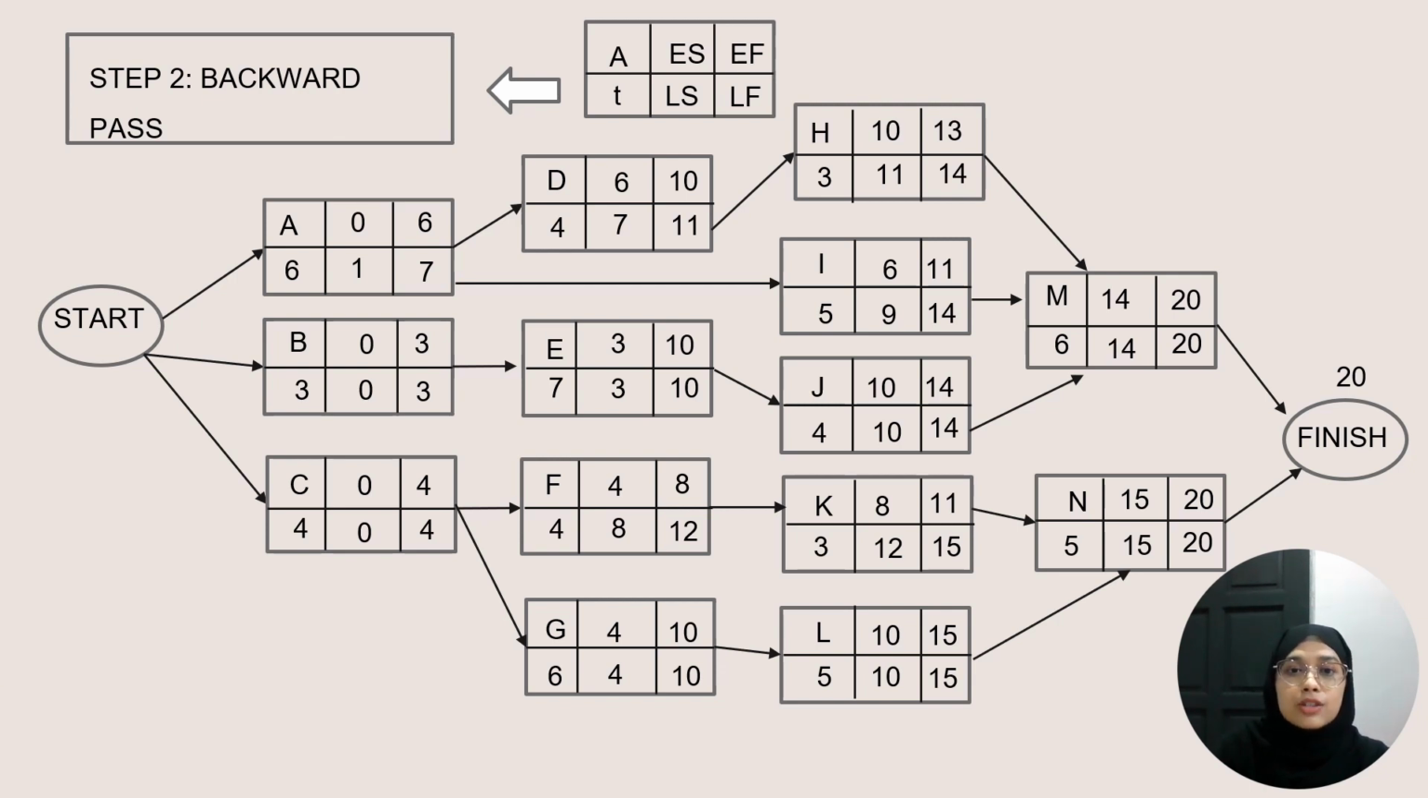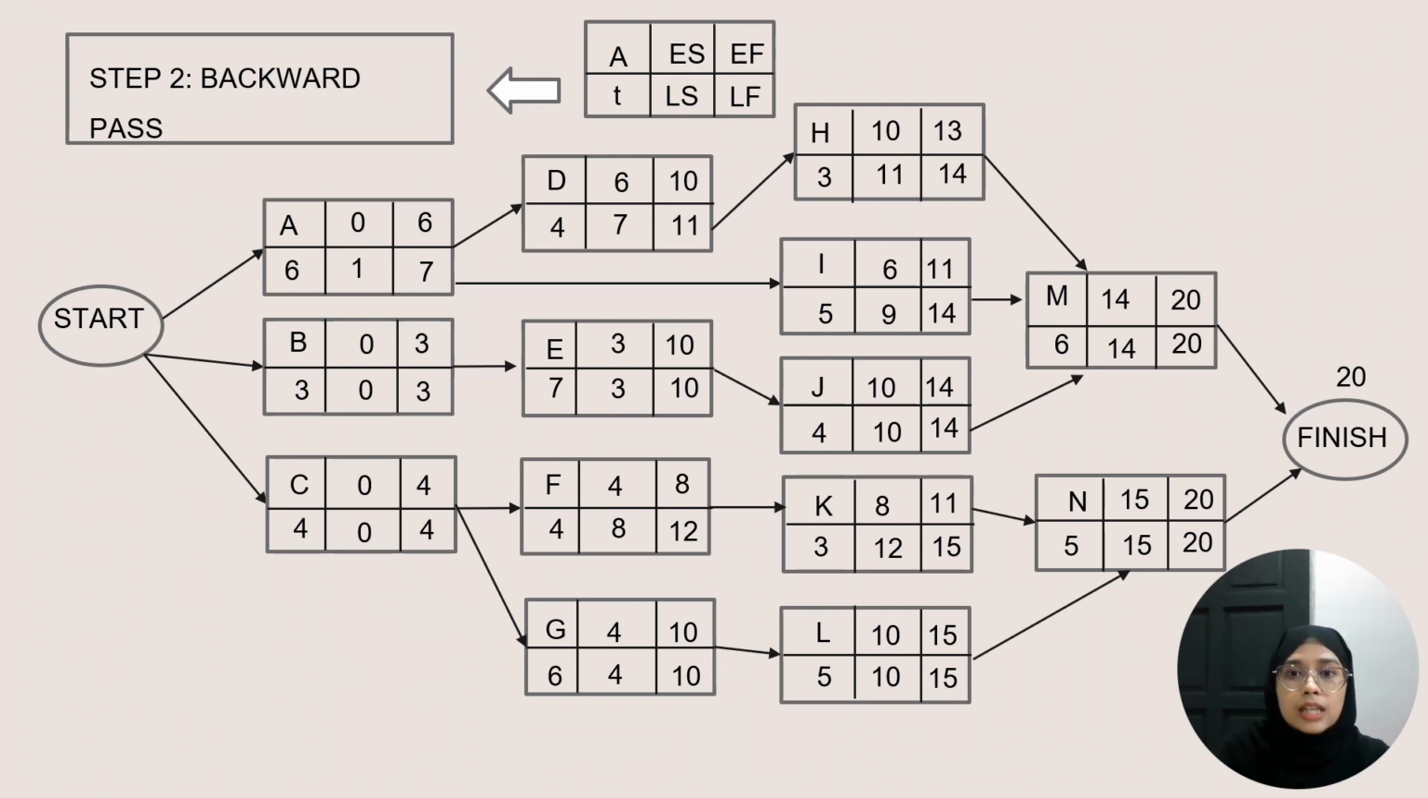So, as you can see, the project's completion time is 20 weeks. Now, let's do the backward pass. Since the project completion time is 20 weeks, the latest finish times for the activities at the finish nodes M and N must be 20. That is, M and N cannot be completed in longer than 20 weeks.